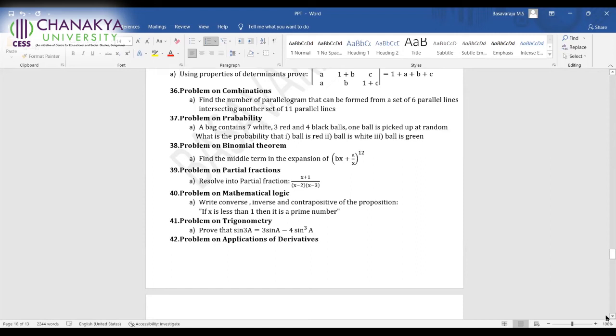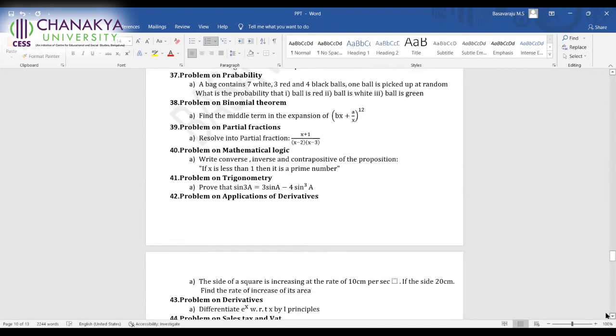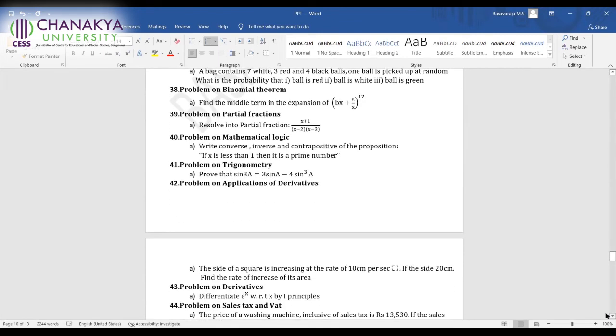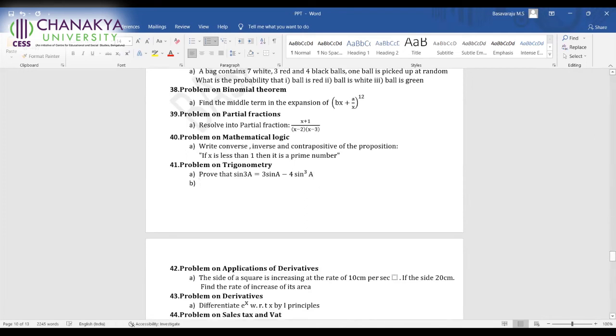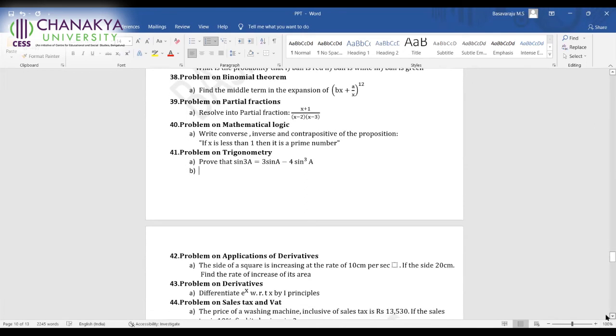In the 40th and 41st positions, you may expect a trigonometry chapter, that is proving the multiple angles formulas: sin 3A, cos 3A, tan 2A, sin 2A, cos 2A problems. And this time, you may expect application of derivatives problems from the 42nd position.